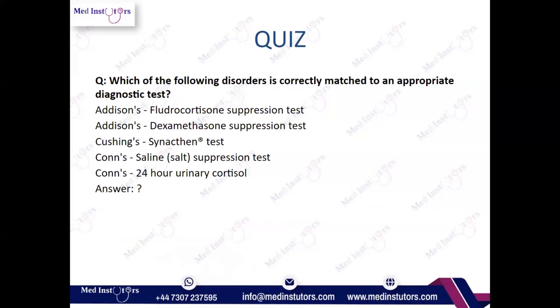Okay, your next question is which of the following disorders is correctly matched to an appropriate diagnostic test? Please be quick. You have only 45 seconds, out of which 20 seconds has already passed.